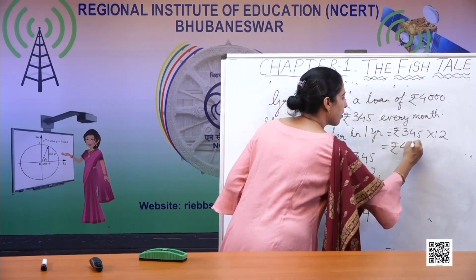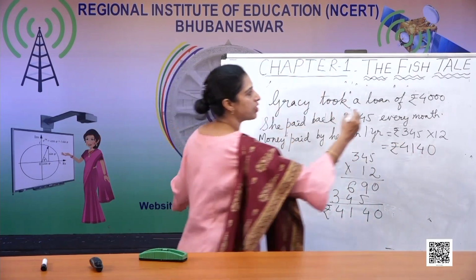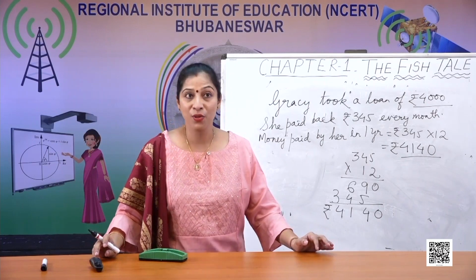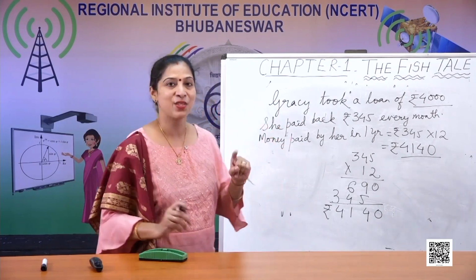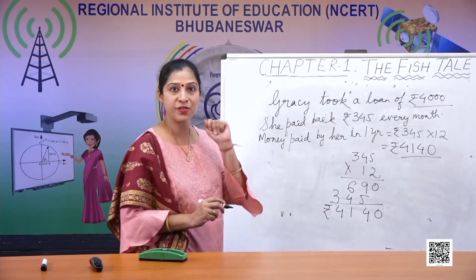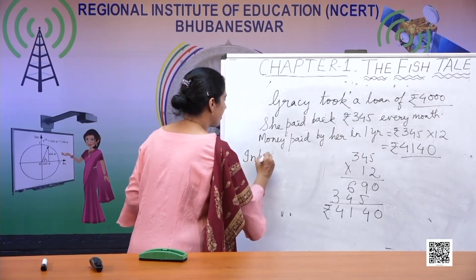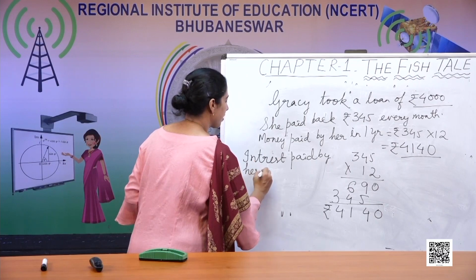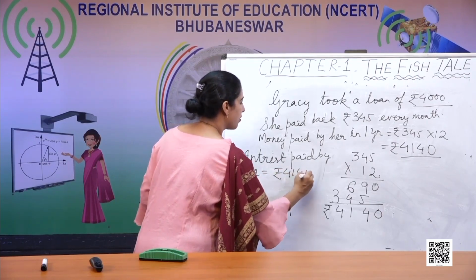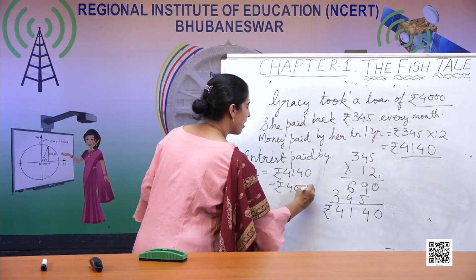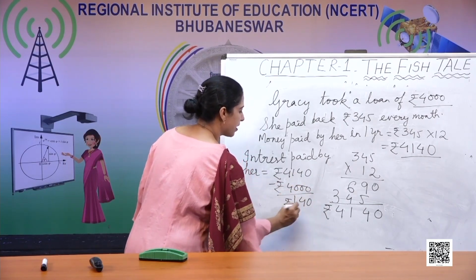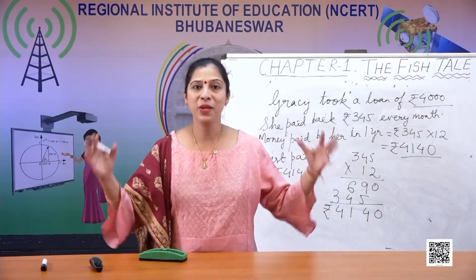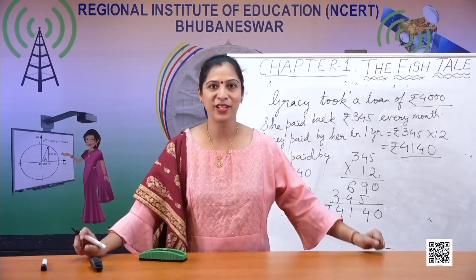She gave back 4,140 rupees. Now how much money had she taken? 4,000. So do you think that she gave the same amount of money? No, she paid something extra. That extra money is called the interest. So the interest paid by her is rupees 4,140 minus rupees 4,000, which is 140 rupees. And by paying that 140 rupees, she took a loan and could buy a big log boat so that she can go for fishing.